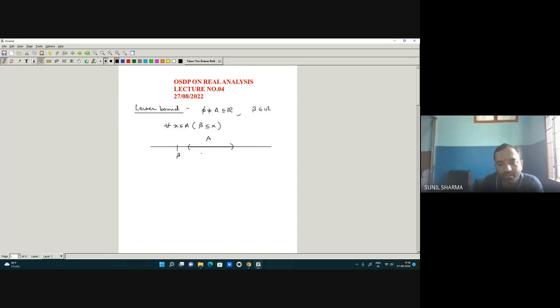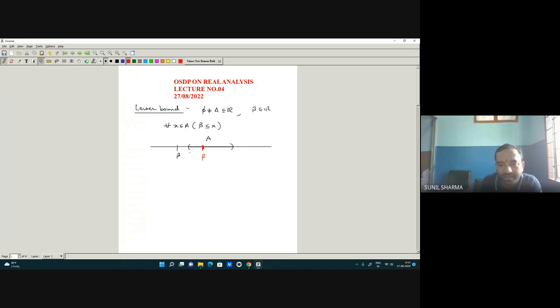Beta is greater than x. So if beta lies here, then beta is not a lower bound. Or beta may lie here. Either beta lies in the set or beta lies to the right of set A. Consider the first case, beta lies here. Can someone give me one element of A which is less than beta?